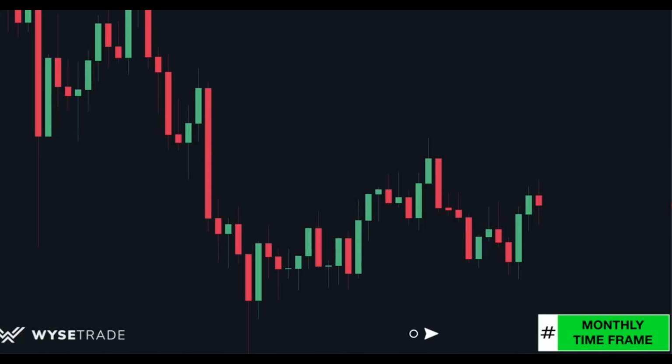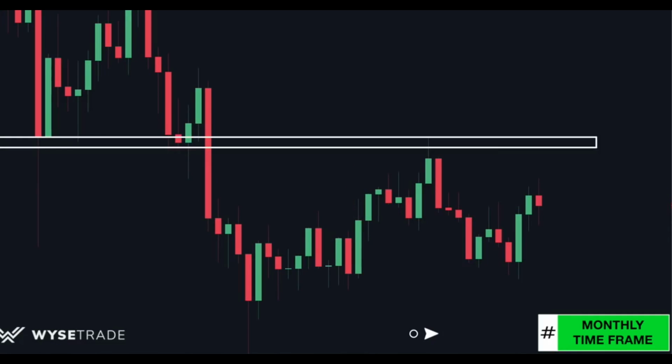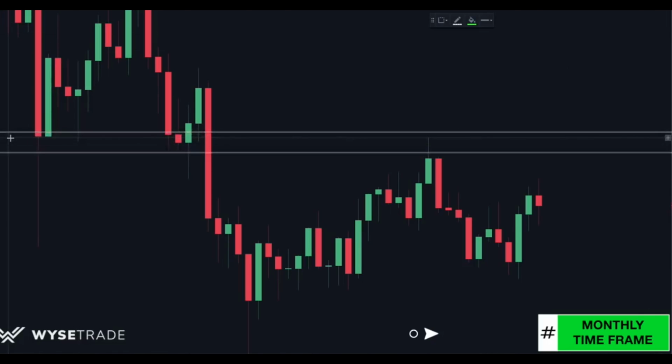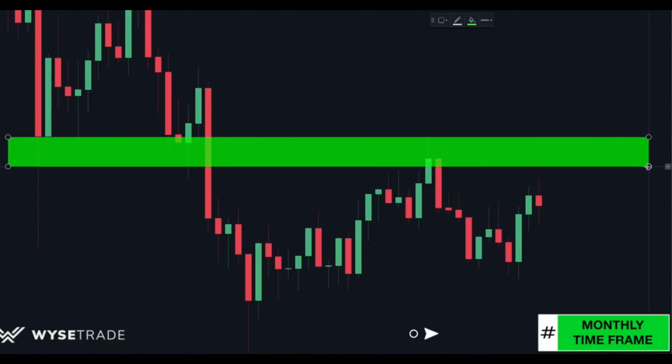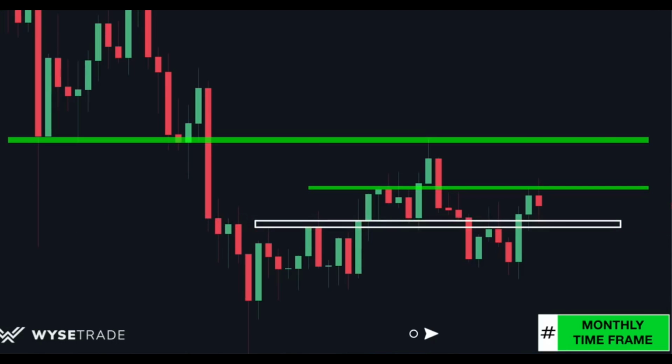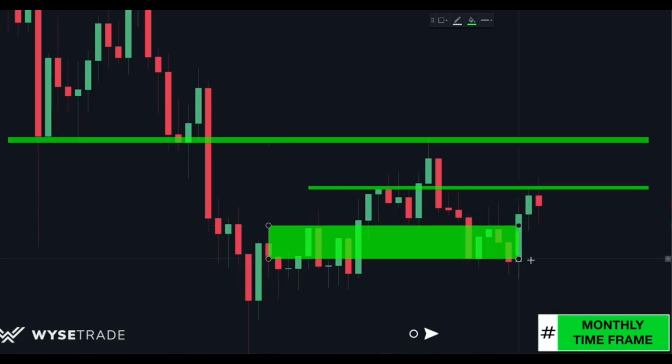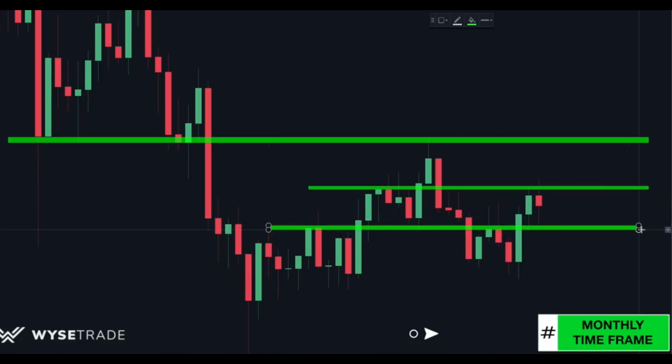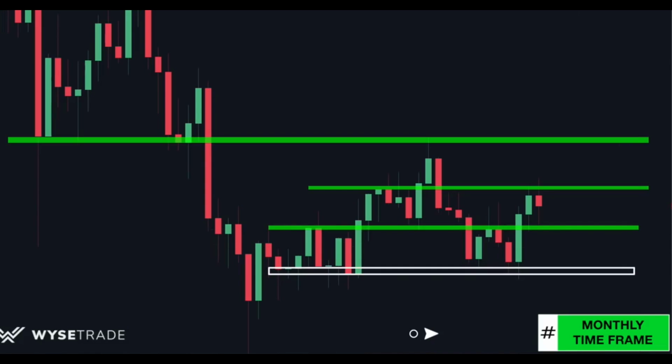Again, starting from the top, we spot this obvious level up here, so we draw it in. Next, we spot this level here, so we draw it in. Moving on down, another level with multiple rejections, so we draw it in. And then the swing low with multiple rejections, so another level.